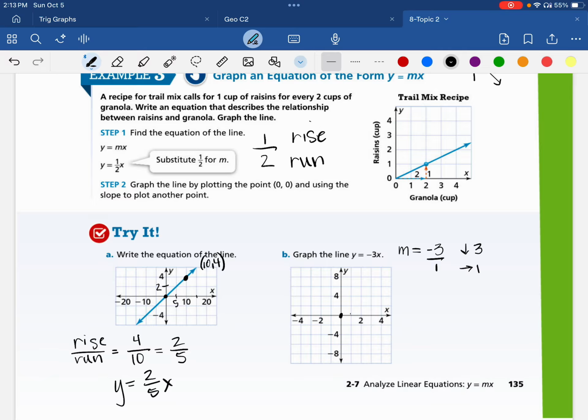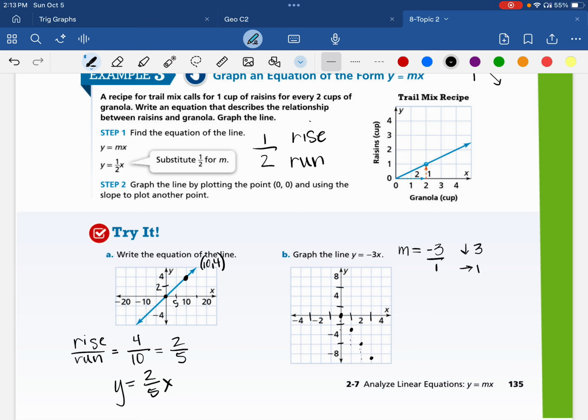Again, we need to pay very close attention to our scale. On our x-axis, these are going by 1. On our y-axis, these are going by 2. So if I'm going to go down 3 and right 1, I'm going to go 1, 2, 3, and right 1. 1, 2, 3, right 1. Until I run out of graph.